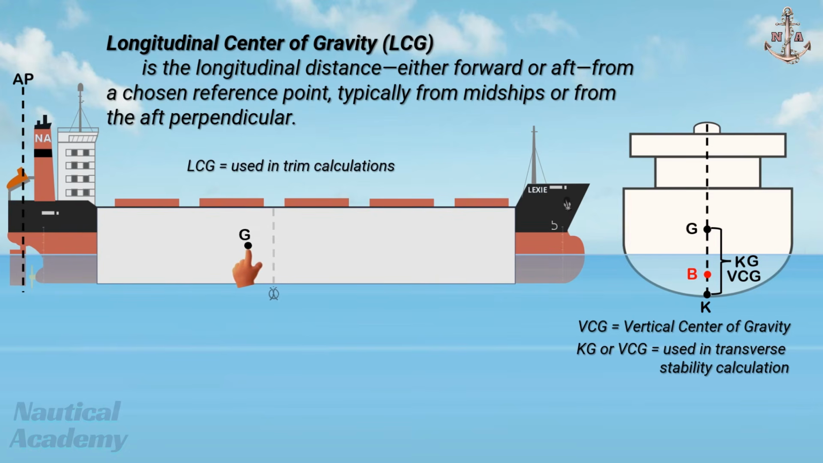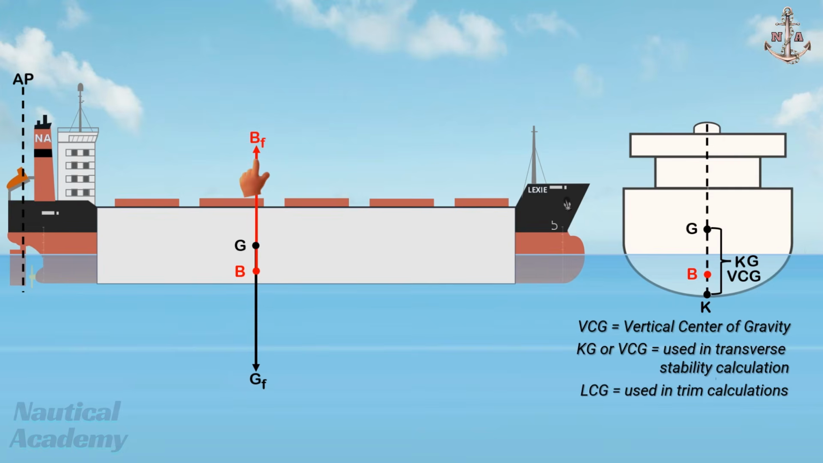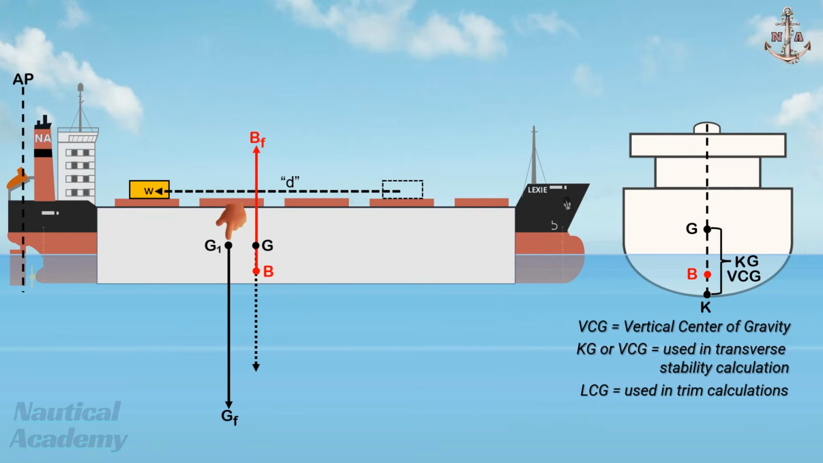Suppose the ship's center of gravity is here. In that case, the center of buoyancy, B, will lie vertically below G. A gravitational force acts vertically downward through G, while an equal buoyancy force acts vertically upward through B, in the same vertical line. In this condition, the ship is floating in equilibrium, displacing her own weight of water. Now, let's assume a weight already on board is shifted aft by a certain distance. This movement causes the ship's center of gravity to shift from G to G1, in the same direction and parallel to the movement of the weight.